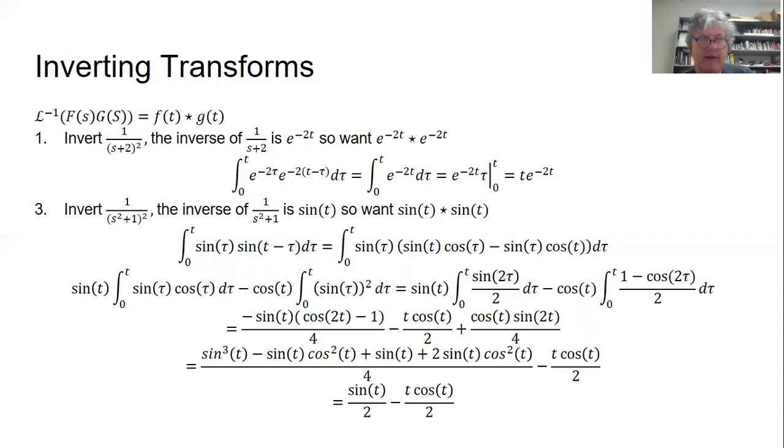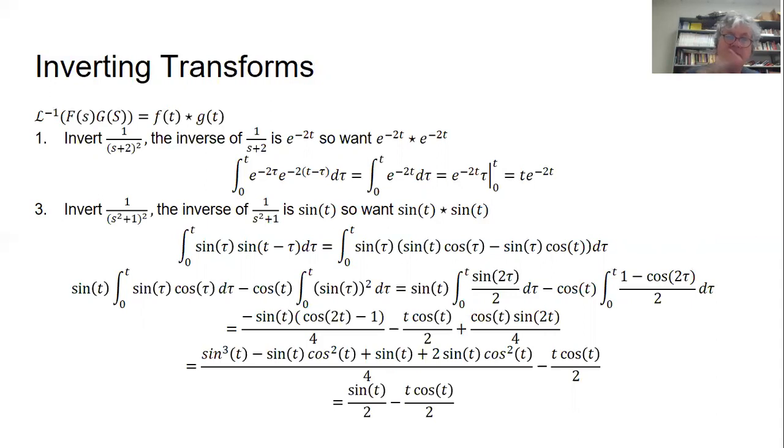Minus sine t times minus 1 is sine t. And then the cosine times sine 2t, we let sine 2t equal 2 sine times cosine. Okay, so we see we have a minus sine times cosine squared plus a 2 sine times cosine squared. So that becomes a sine cubed plus sine times cos squared, or sine cubed plus sine times cos squared is sine times sine squared plus cos squared, so that's just sine.